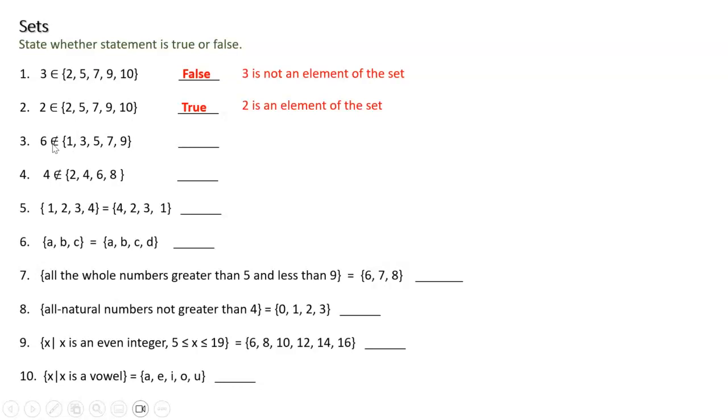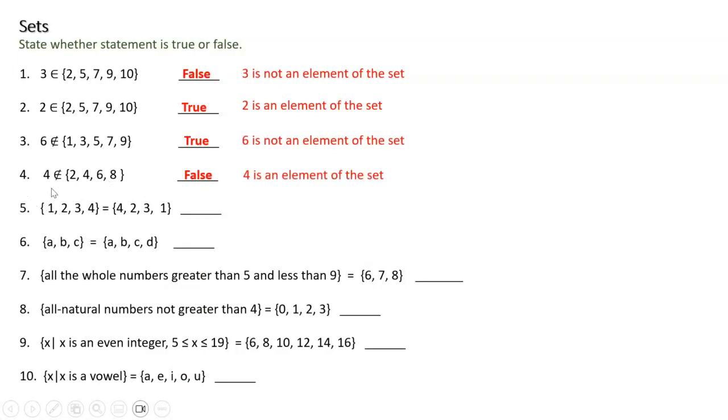Look at number 3. 6 is not an element of the set 1, 3, 5, 7, 9, and that's true because 6 is not there in the set. And here's the correct wording: 6 is not an element of the set. Number 4. It says 4 is an element of the set 2, 4, 6, 8. This is false. Why? Because 4 is in the set.